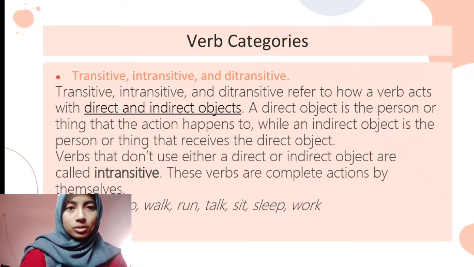Verbs that don't use either a direct or indirect object are called intransitive. These verbs are complete actions by themselves. Examples: go, walk, run, talk, sit, sleep, and work.